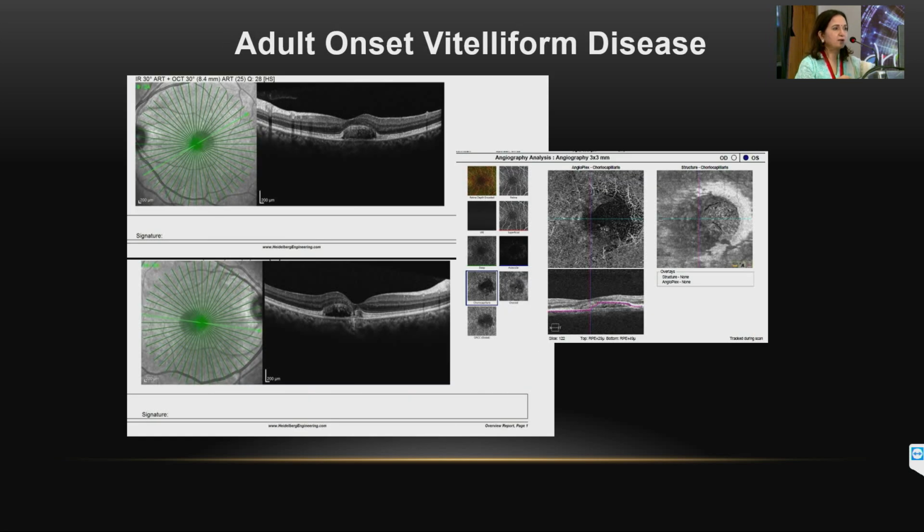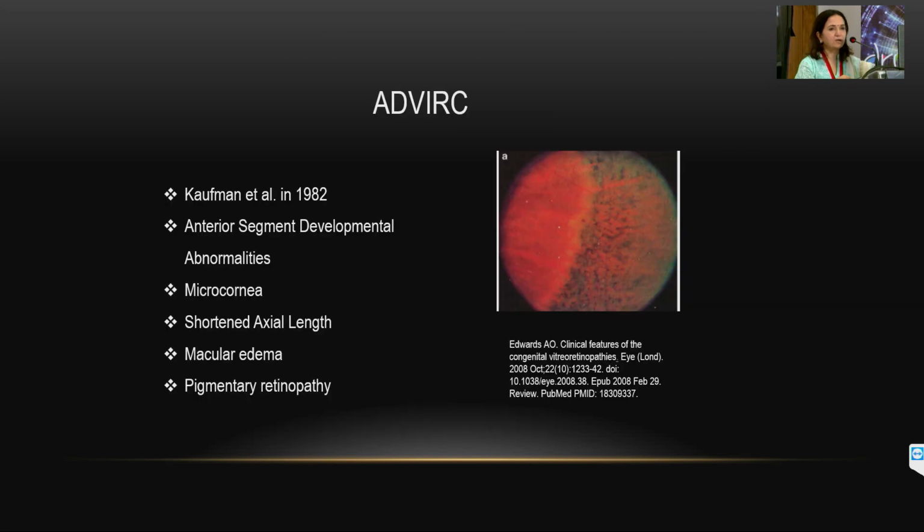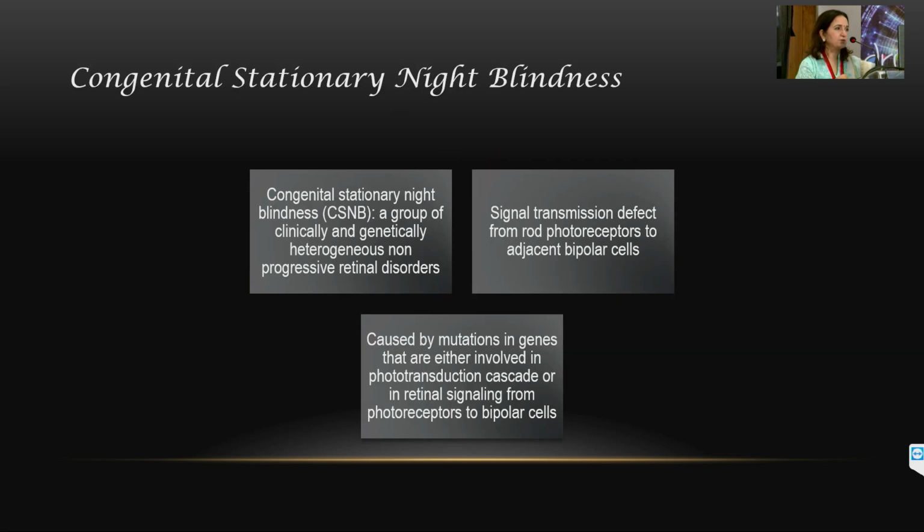So this is how you do your OCT and your OCTA, looking for a CNVM, but there is none, because this is adult vitelliform disease and it is not AMD. ADVIRC is a rare form of disease where you can have a markedly reduced rod and cone responses even in the presence of BEST1 mutation.